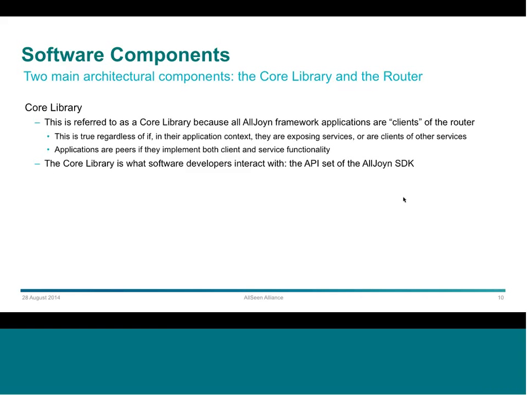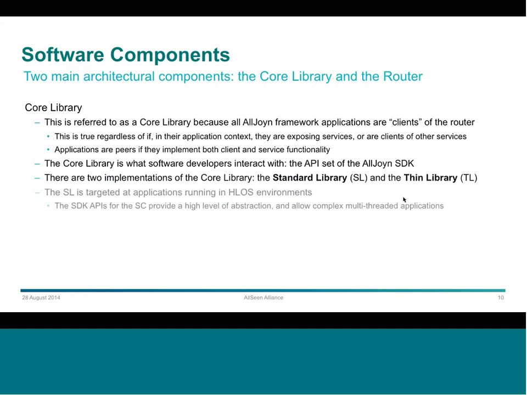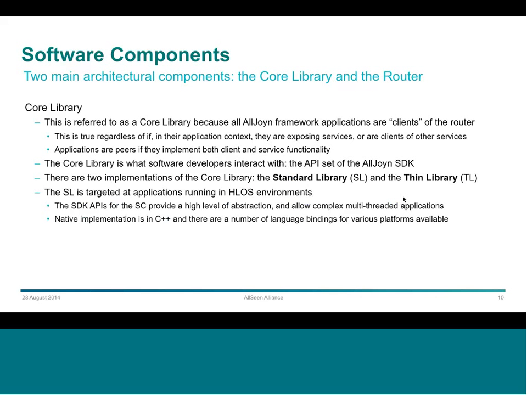So the thin core library is how you publish the APIs across the network. And you can go and download the SDK from allseenalliance.org. There's a download tab at the top. So if you're doing any Android or iOS development, it's already pre-compiled. You don't have to build from source.